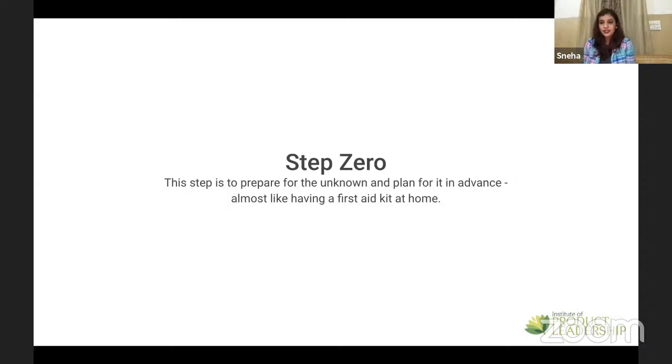It's like a first aid kit. It should just be there. You need it, you use it. So, over here in step 0, the idea is to help you prepare before any conversation.